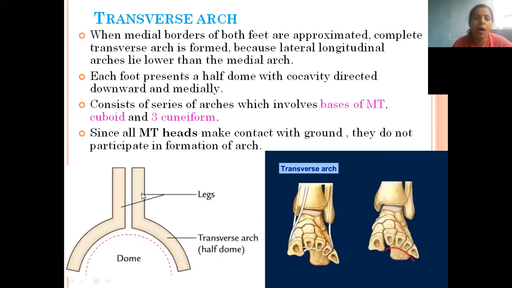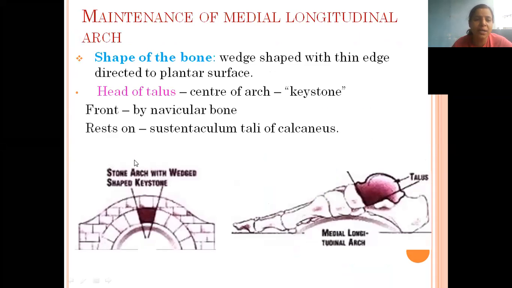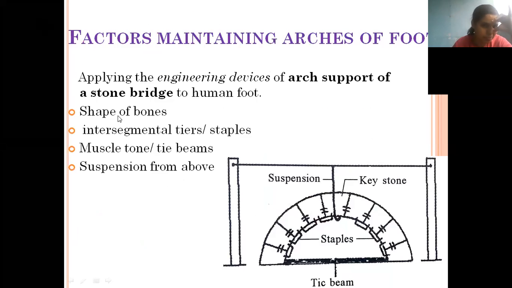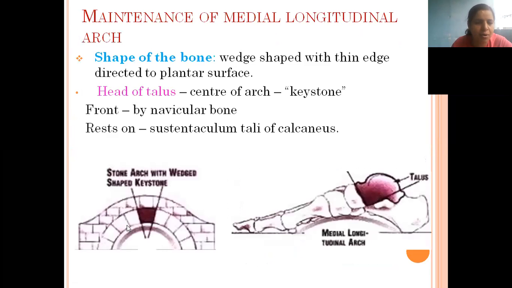So all bones are very much irregularly shaped. Okay, wedge shaped bones and intersegmental ties. That means between the bones we have joints, and also when you see the muscles which enter from the leg to the sole, they are inserted into various bones in such a way that they hold the arches in position. We will see all these things.